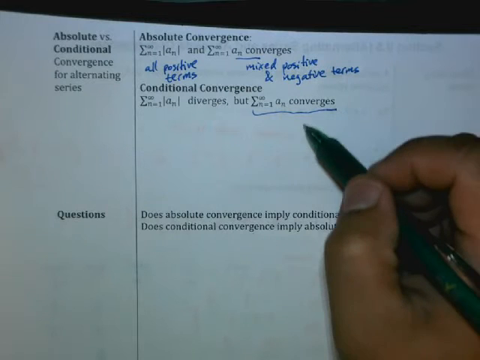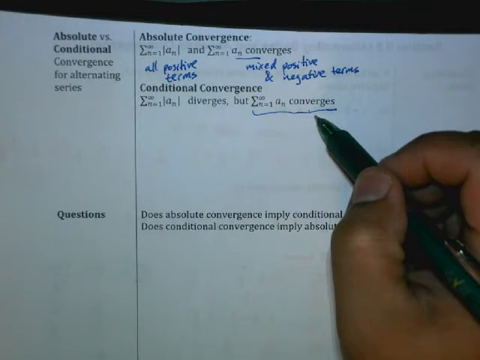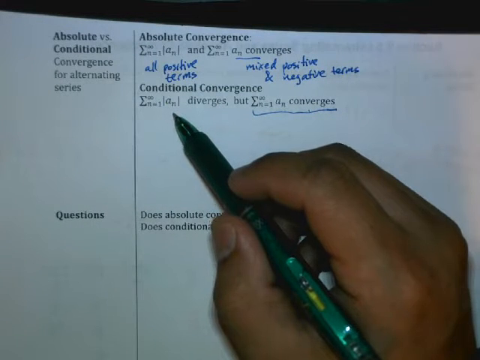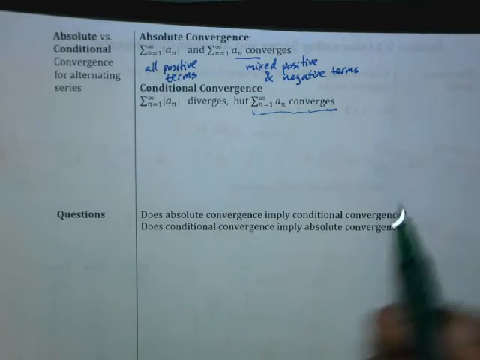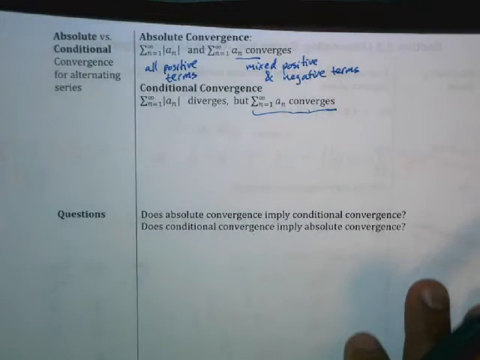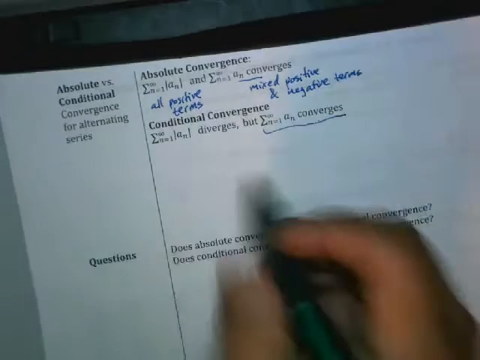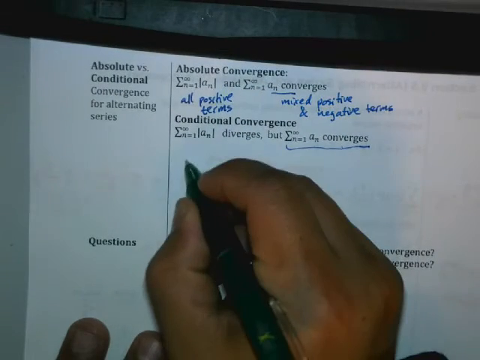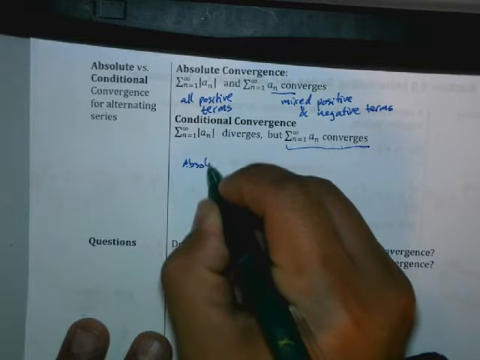The other type of convergence that we talk about is called conditional convergence, which means that the series that has mixed positive and negative terms will converge, but the one that has all positive terms will diverge. Okay? So I should give you an example of absolute and conditional convergence. And we've seen two examples of this before. So, absolute convergence.